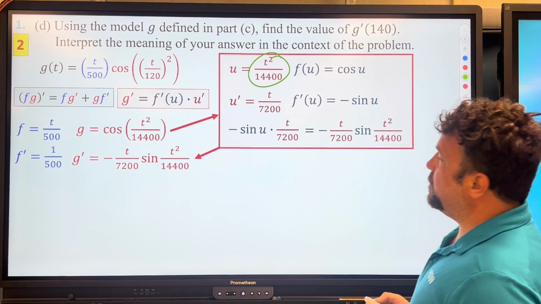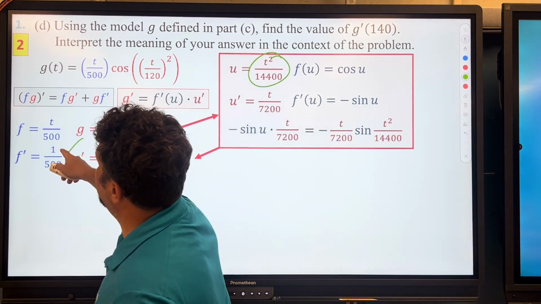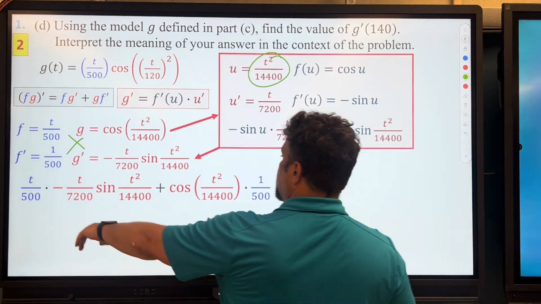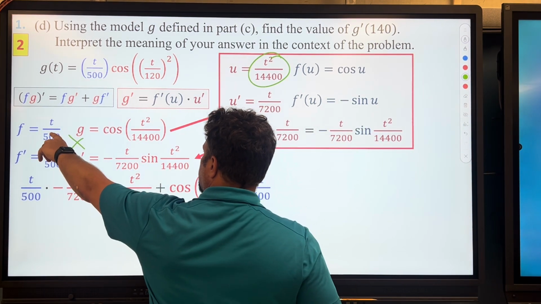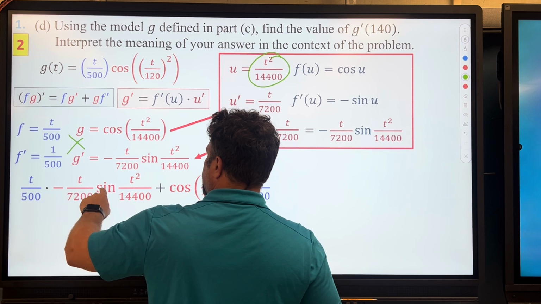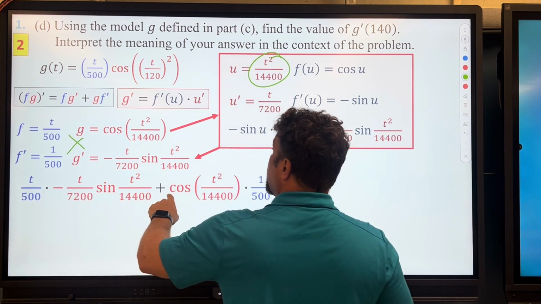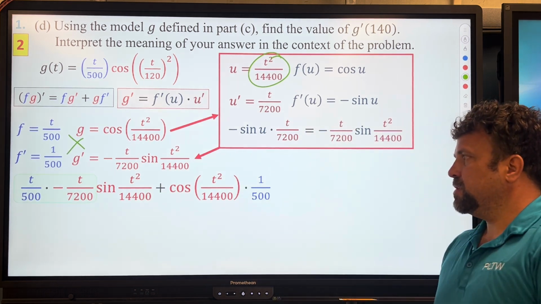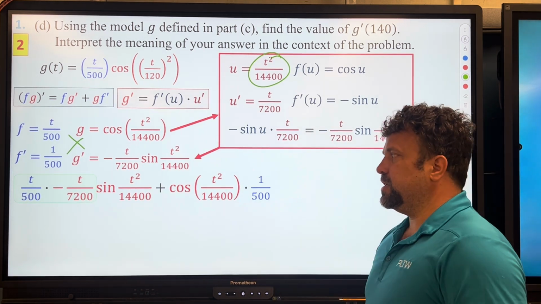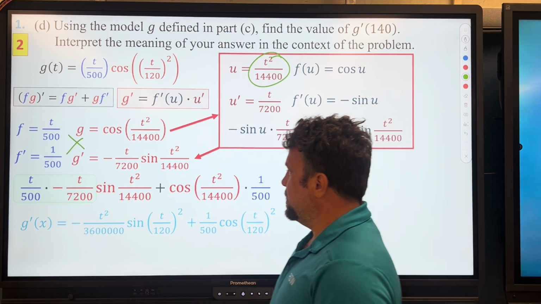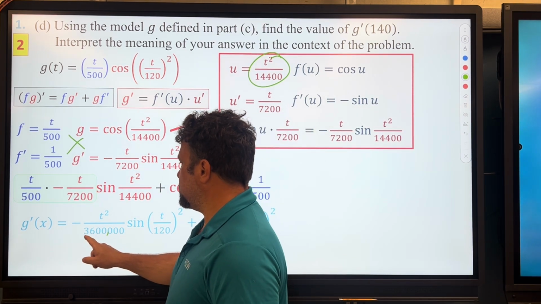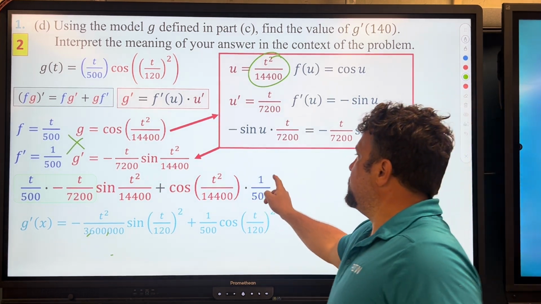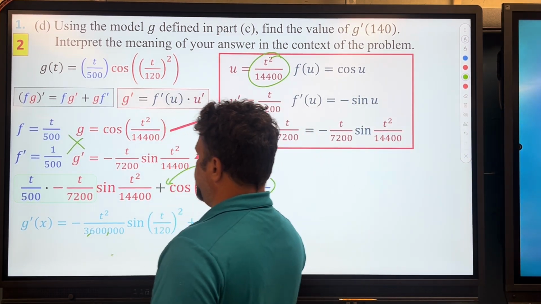Now, where you do the product rule, it's pretty much like a cross multiplication. You get t over 500 times negative t over 720 sine of t squared over 1440, plus cosine of t squared over 1440 times 1 over 500. We can combine those terms. It becomes a t squared. It becomes a big number on the bottom. This number, if I put zeros here, 3,600,000. Nothing combines over here, but I do like to drag that to the front.